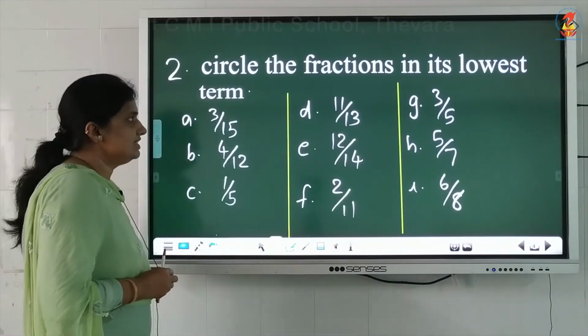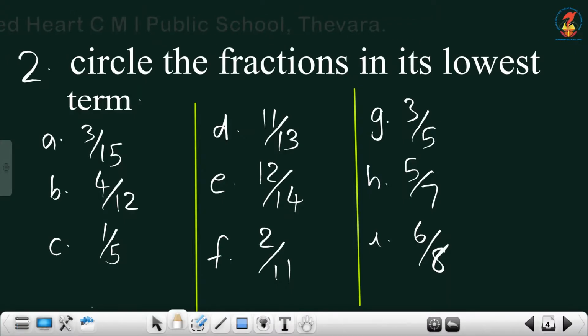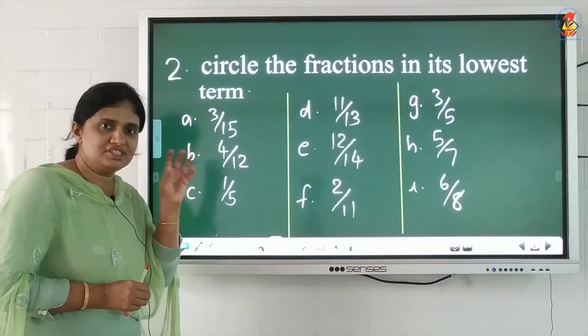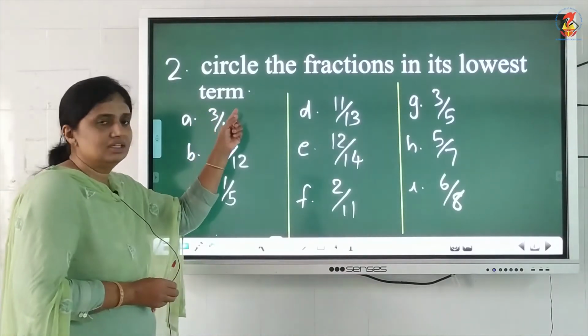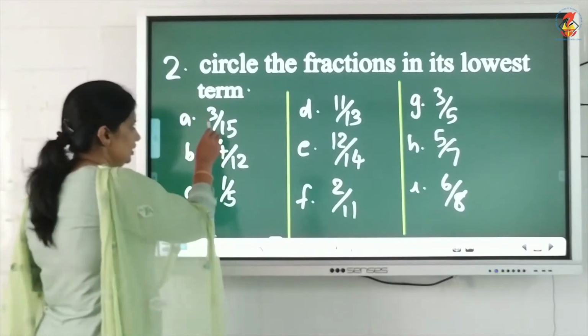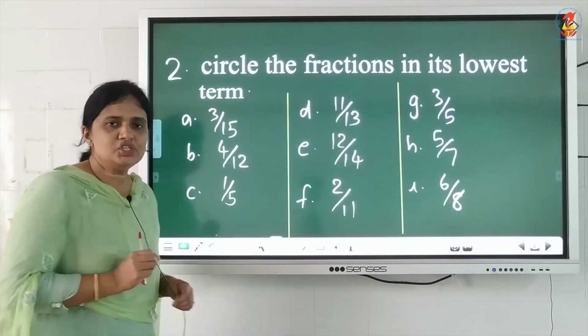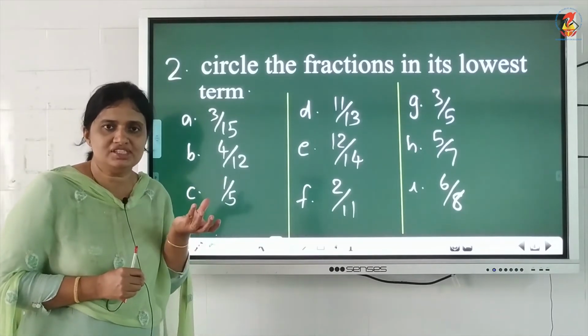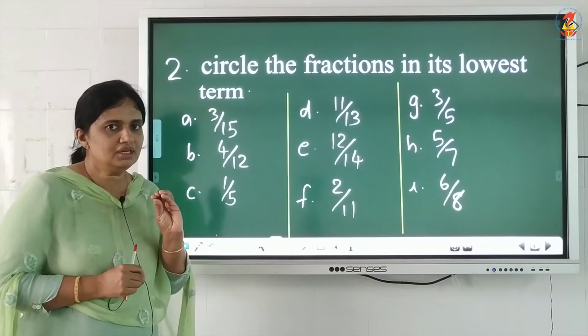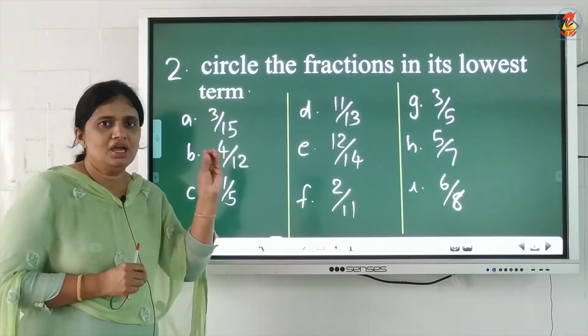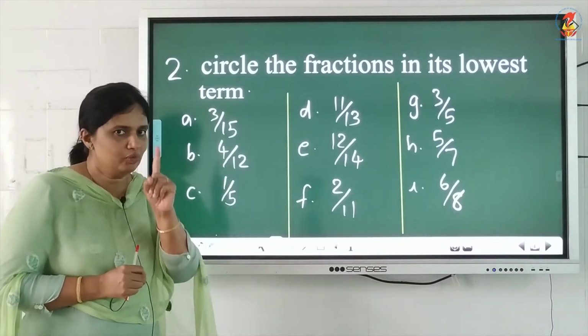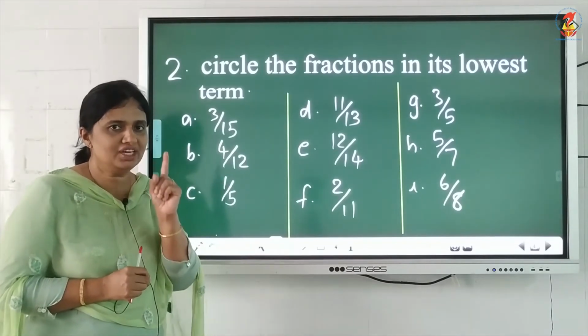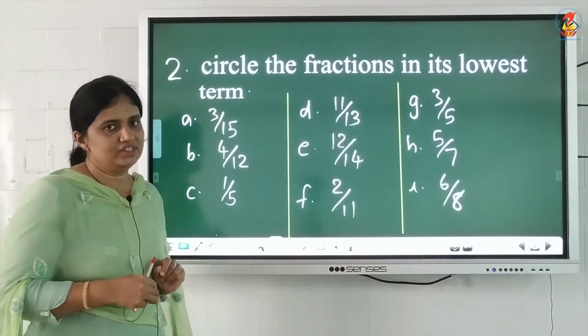And the next one: circle the fractions in their lowest term. Which are the fractions we need to circle? When a fraction is in the lowest term, then only we can circle. First fraction, 3 by 15. What is the condition for the lowest term? When can we say one fraction is in the lowest term? The common factor between the numerator and denominator is 1. At that moment only you can say that fraction is in the lowest term.